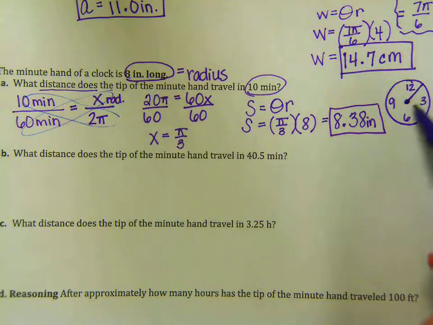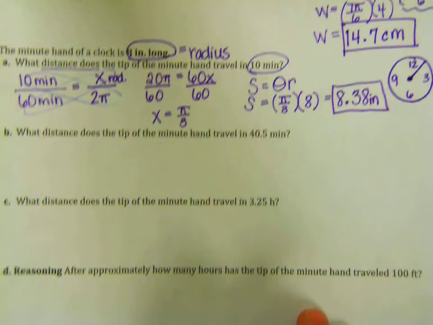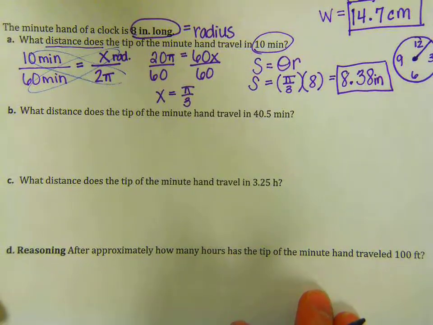So if I'm going 10 minutes, which would be from around here all the way up to about here, that would be about 8.3 inches. And that's about 60 degrees. Okay, part B.